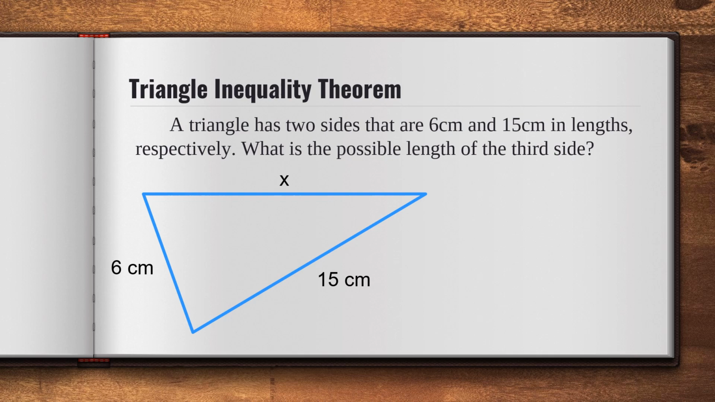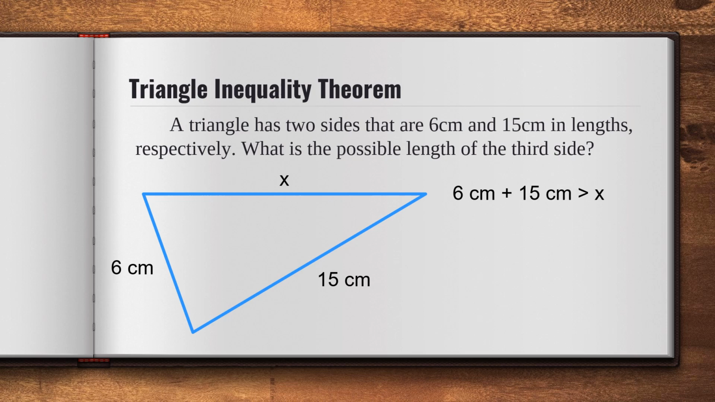Okay? So, i-apply natin si triangle inequality theorem. Sabi sa triangle inequality theorem, if we add two sides of a triangle, it should be greater than the third side. Okay? So, kung dito, 6 centimeters plus 15 centimeters, it should be greater than the third side, which is yung hindi natin alam na sukat, yung x.